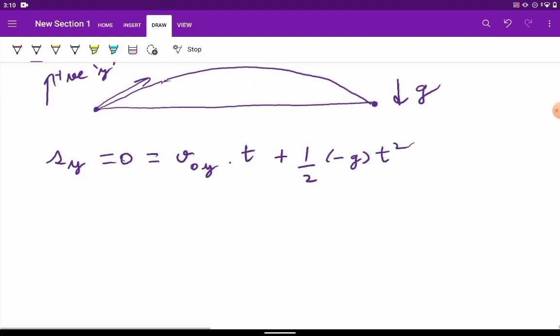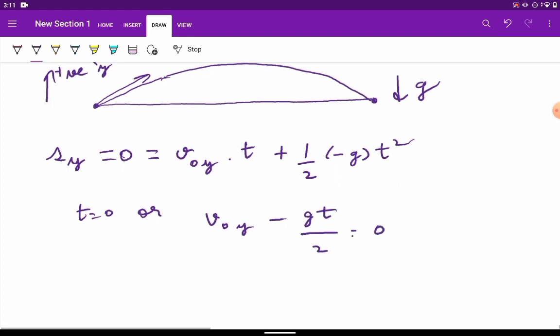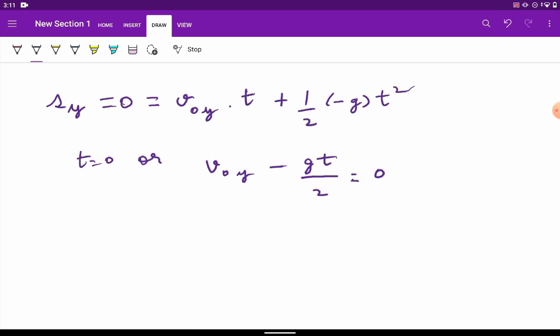This means either t equals 0, which is obviously where displacement is 0, but that is not the solution we are looking for, or v naught y minus gt by 2 equals 0. So this means your time is equal to 2 v naught y by g. This is your time of motion.